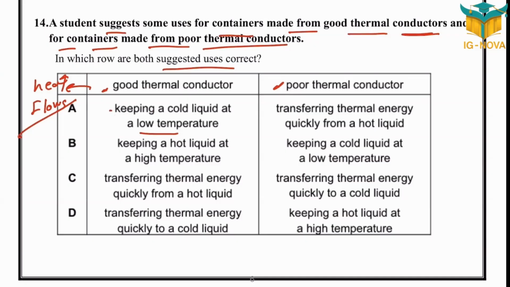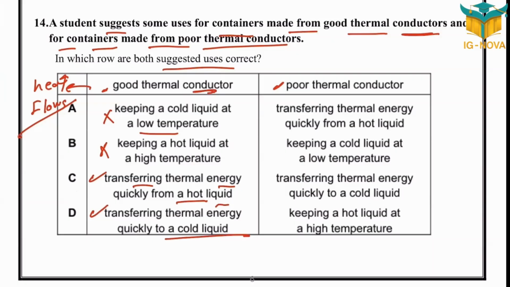So it cannot keep it cold, and it cannot keep it hot. So a conductor can transfer thermal energy from hot to cold. Transferring thermal energy quickly to a cold liquid. So maybe C, maybe D.